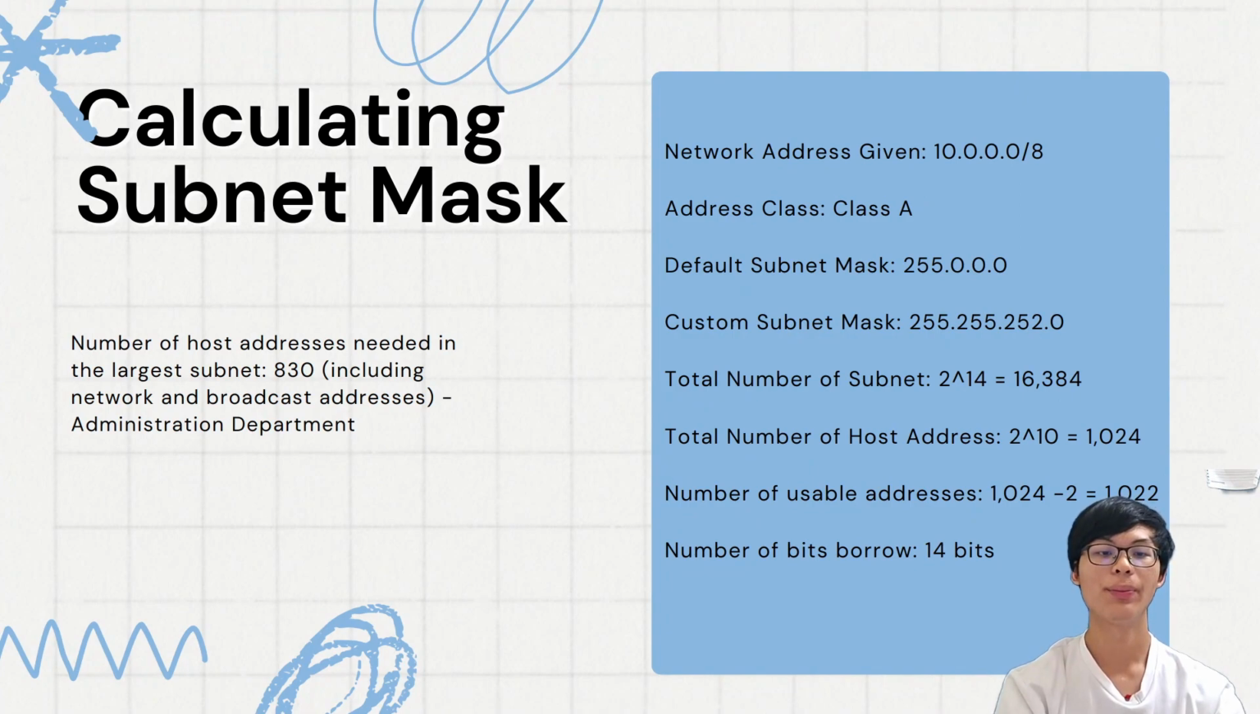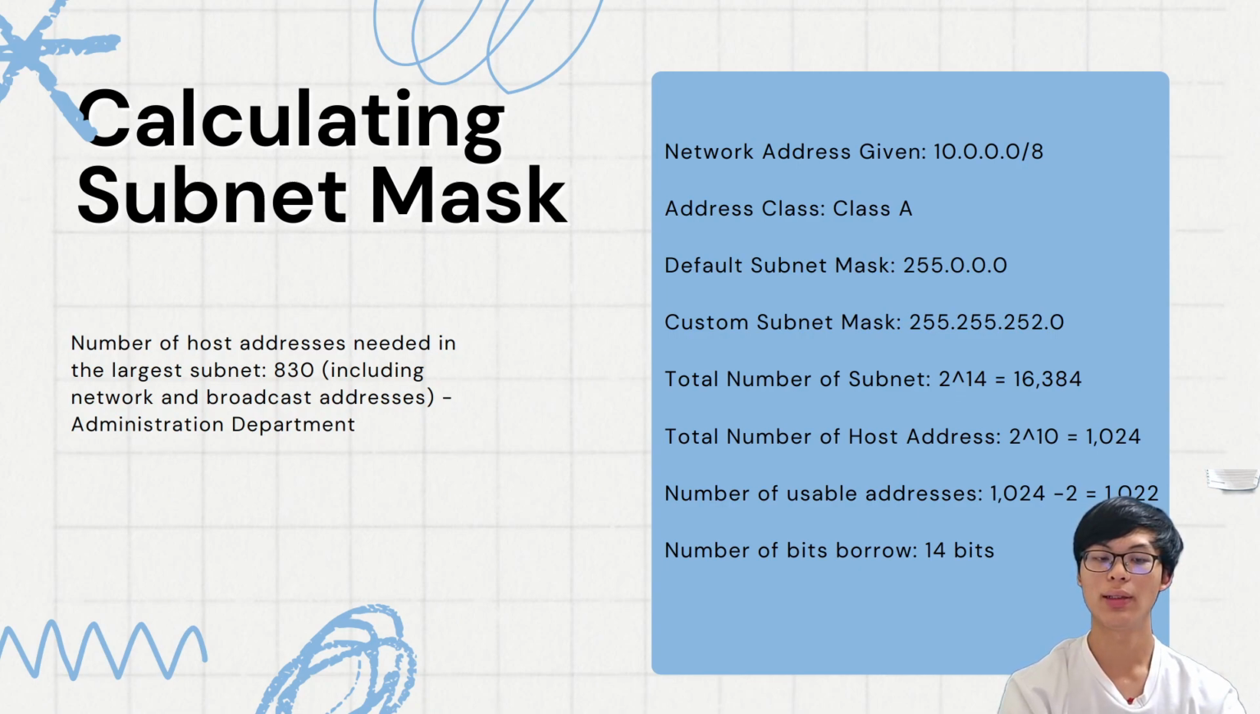This is how we'll be calculating a custom subnet mask. First, we need to identify the address class of the network address given. The network portion of the address given is 10, which means that it falls within the range of class A, private network. Next, we'll need to find the number of host addresses needed in the largest subnet, which is 830, including network and broadcast addresses from the administration department.